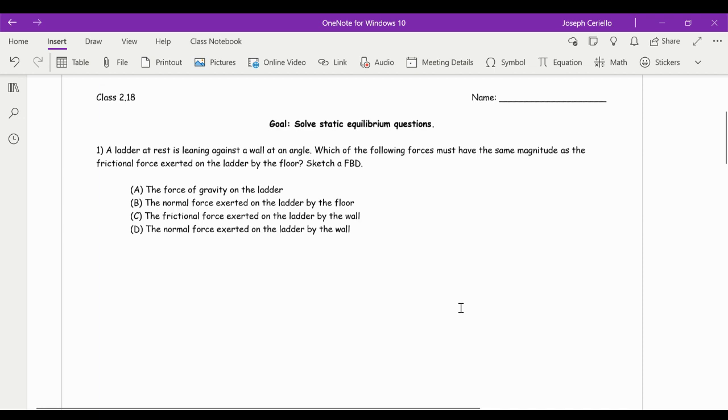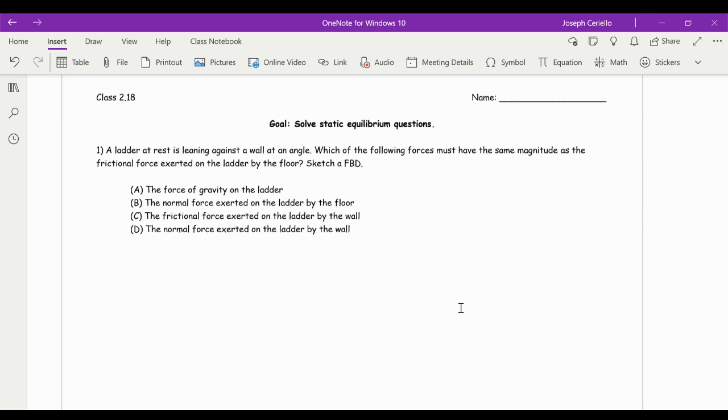Hey everyone, so we're looking at a topic of static equilibrium. Basically, we're looking at situations where things just aren't moving, and we can use that to solve for an unknown force. Now, when things are not moving, the acceleration is going to be zero. So it actually makes these problems a little bit easier. So let's start with this question here.